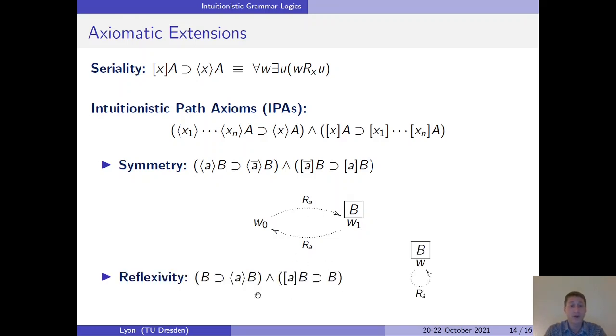And also, we have the reflexivity axiom as an instance of an IPA, which essentially ensures that your modal relation RA is reflexive inside of your birelational sigma model. Other axioms that are instances of IPAs include transitivity and Euclideanity. So intuitionistic versions of S4 and S5, for example, are all subsumed by the class of intuitionistic grammar logics.